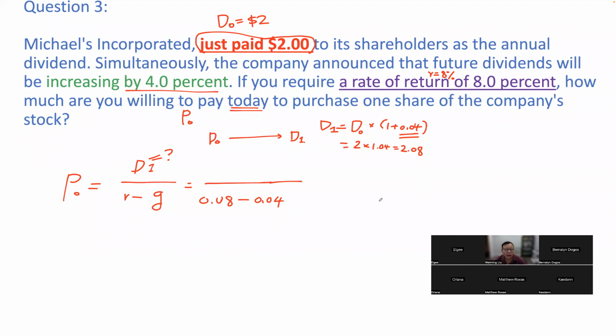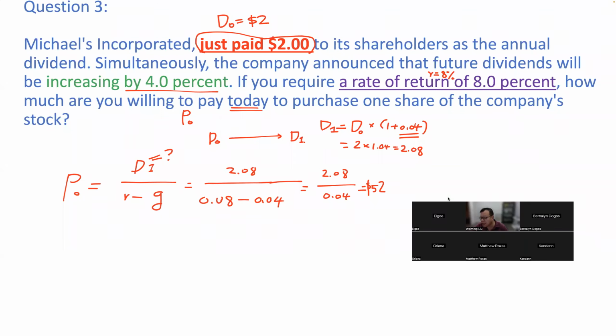Okay. So this is 2.08. So let's see, 2.08 divided by 0.04. So we're going to have $52, right? Okay, are we clear with this? 1, 2, 3, if you understand, sum up. Very good. Anybody have any questions on this?